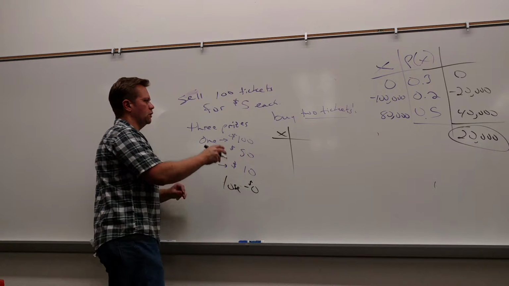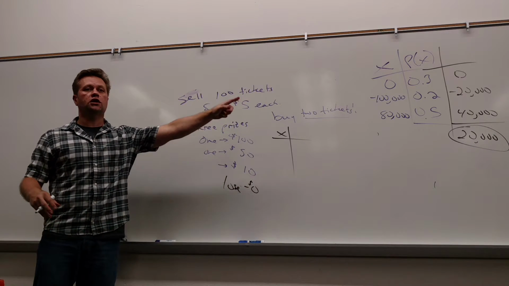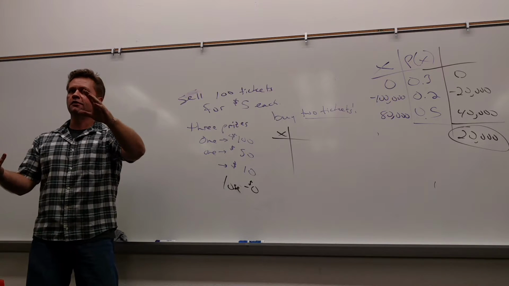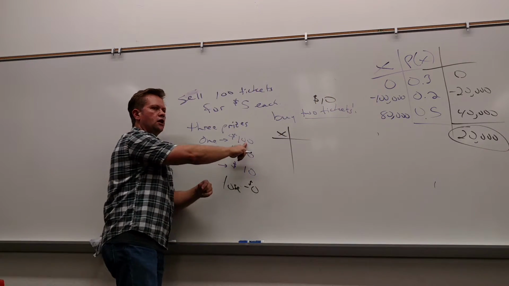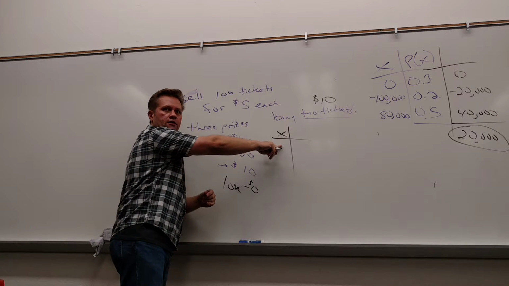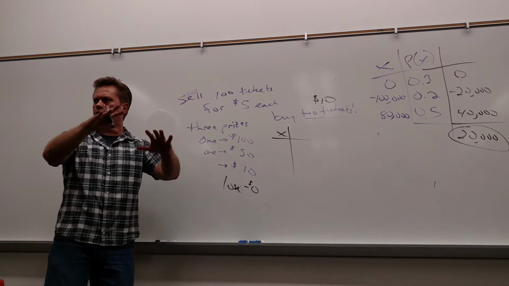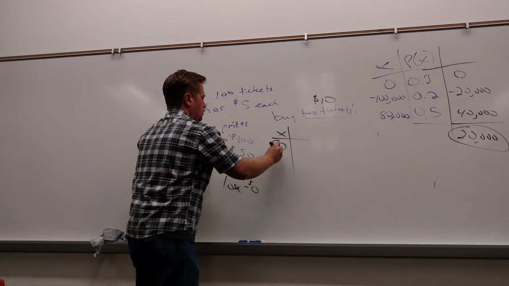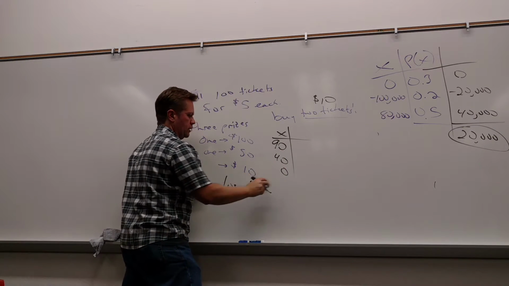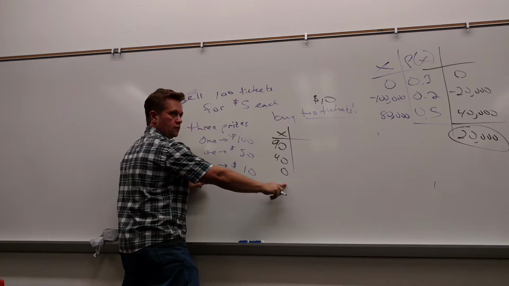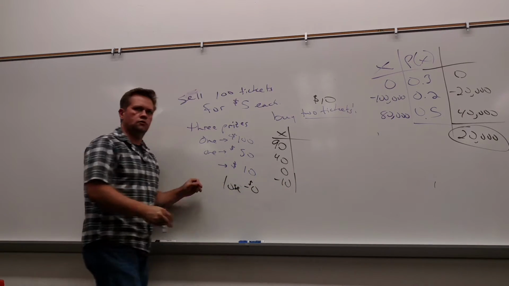So what's your actual profit? We bought 2 tickets. How much did that cost us? $10. So if I win $100, how much did I actually win? $90. Is everybody cool with that? Here, $40. Here, $0, I just break even. And then here, negative $10.